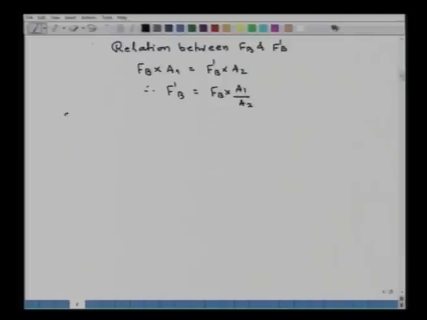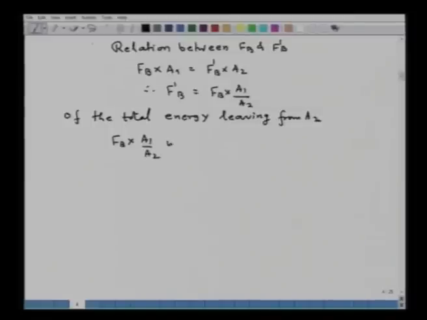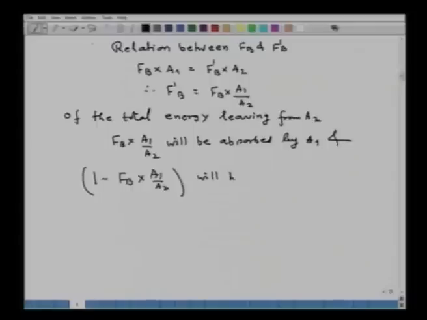So, with this it means, say now, of the total energy leaving from A2, FB into A1 upon A2 will be absorbed by A1, and 1 minus FB into A1 upon A2 will be intercepted by refractory surface AR. Now, you are seeing the role of refractory surface.